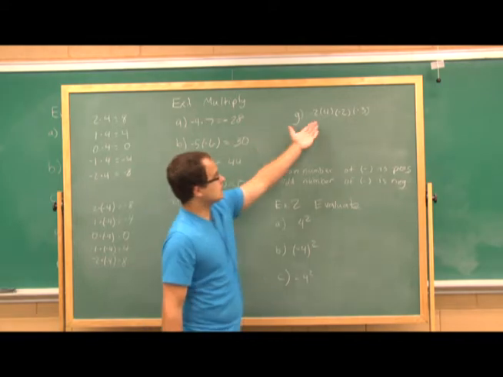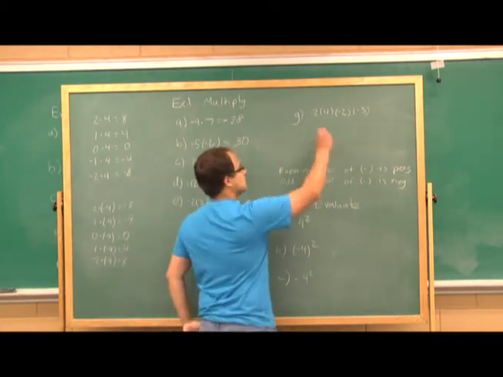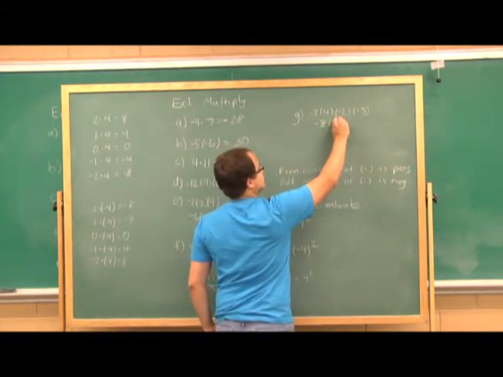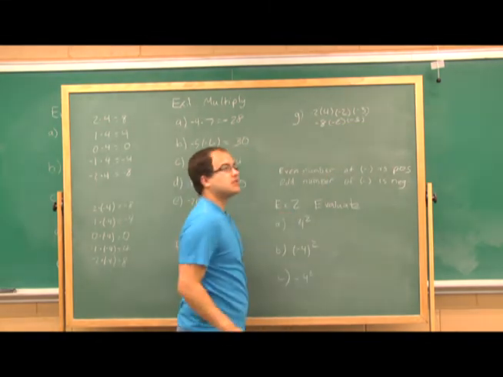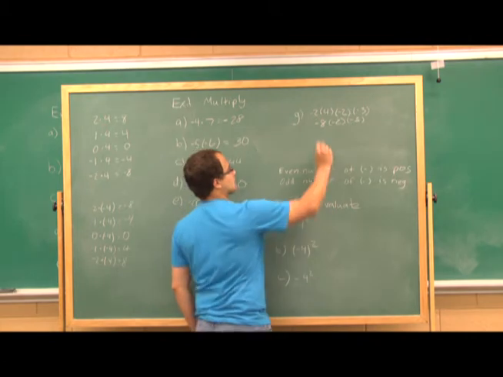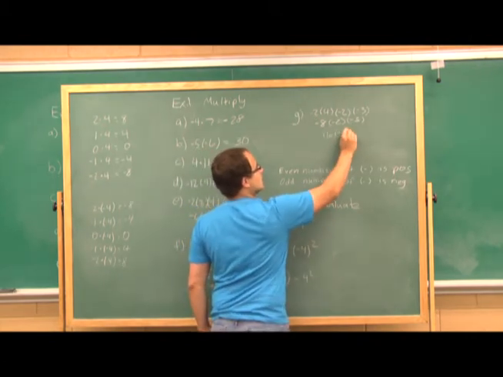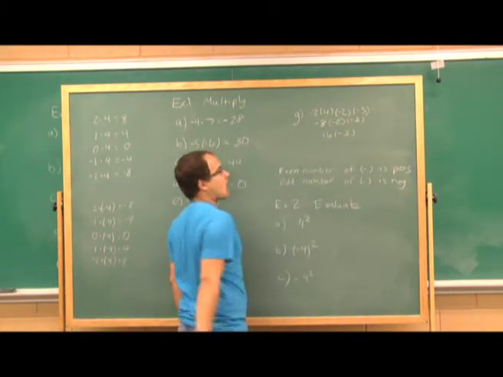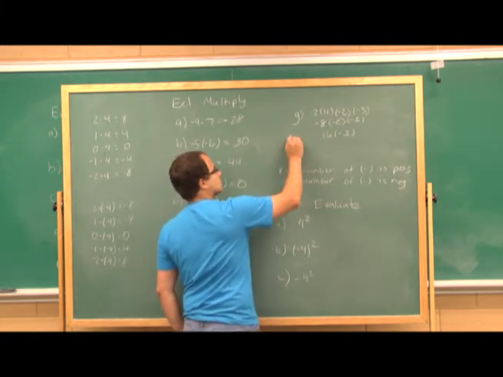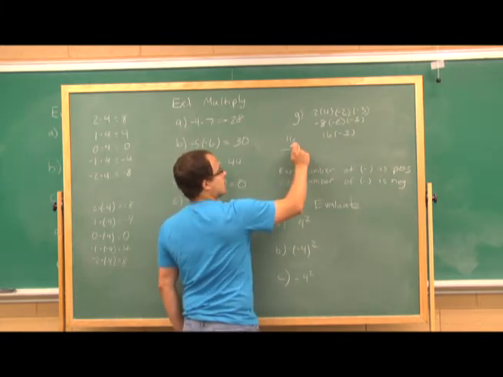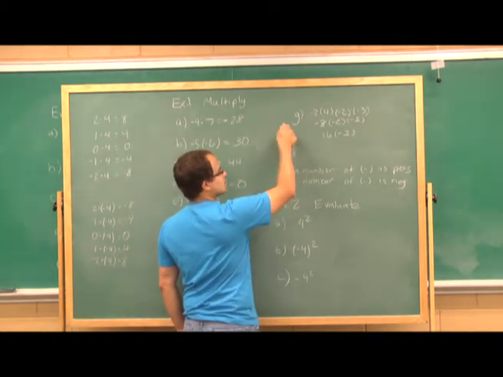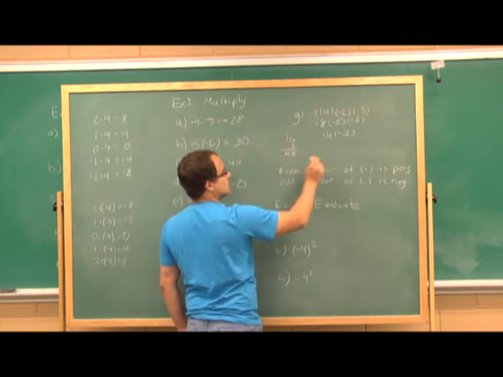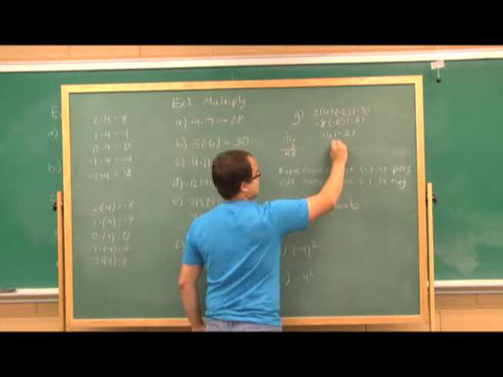Now on to part G. Negative 2 times 4 is negative 8. Negative 8 times negative 2, same sign, so positive 16. 16 times negative 3. Well, I'm going to do 16 times 3 over here. 3 times 6 is 18. Carry the 1. 3 times 1 is 3, plus 1 is 4, so 48. They have opposite signs, so it's negative 48.